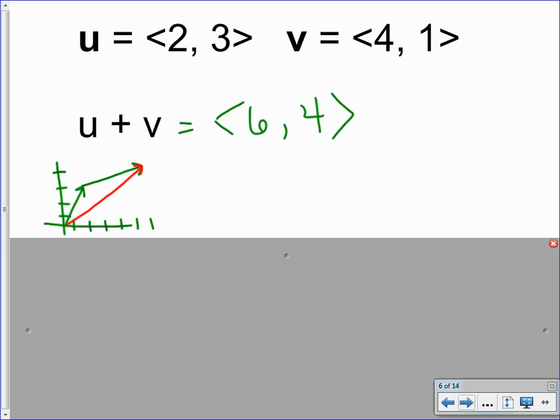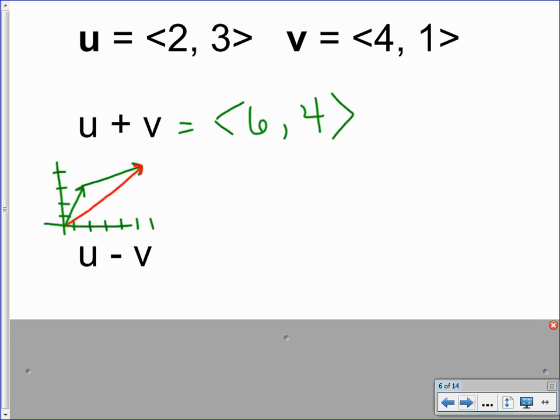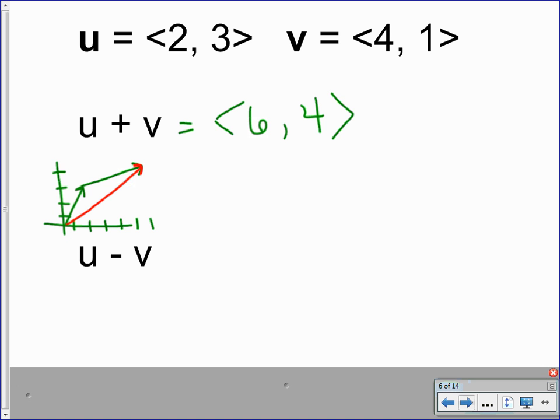Along those same lines, u minus v. Matthew, what would that equal? Careful, u minus v. -2, 2. We take u and we subtract out each component of v.